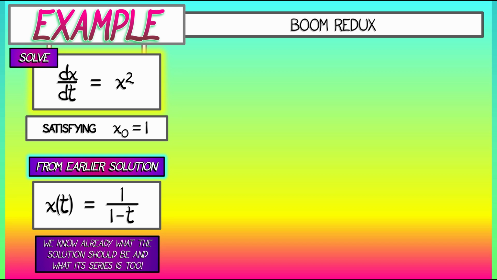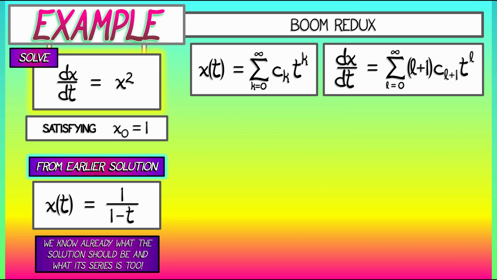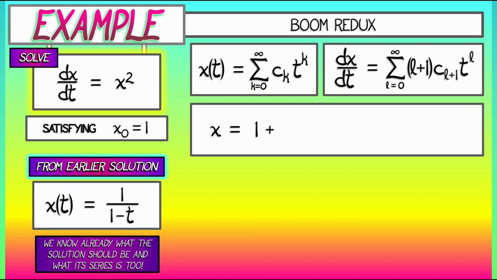Well, let's see. Remember the way this works. We take x and we expand it out as the sum, k goes from 0 to infinity, of ck times t to the k. Then we take the derivative. We remember what that is. After reindexing, you get the sum, 0 to infinity, of l plus 1 times c_{l+1} t to the l. We're using that different index thing, just as usual. If we expand out what x is, I can write it as 1 plus c1 t plus c2 t squared plus c3 t cubed. Keep going.